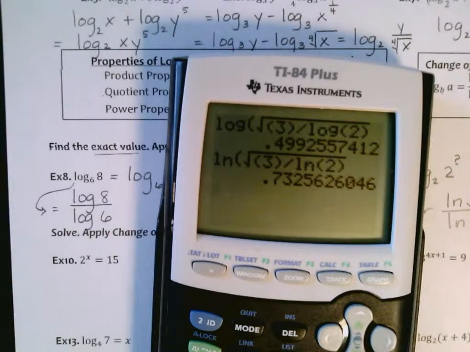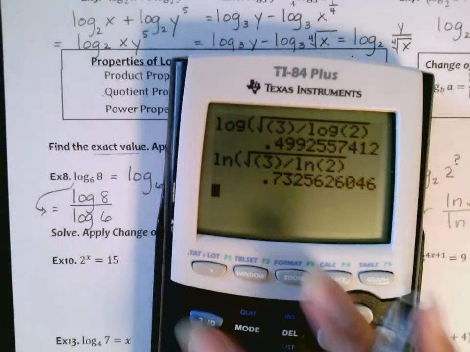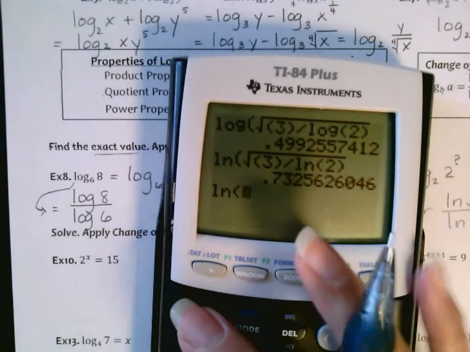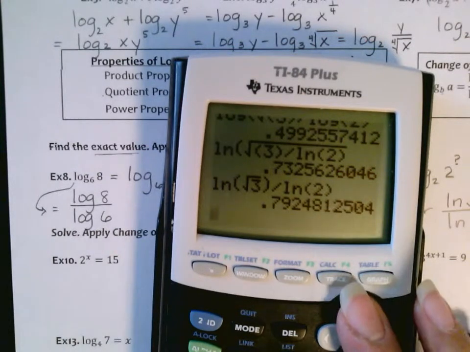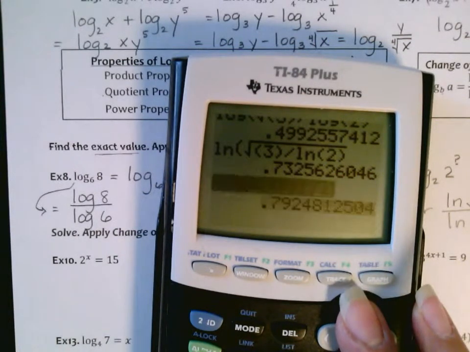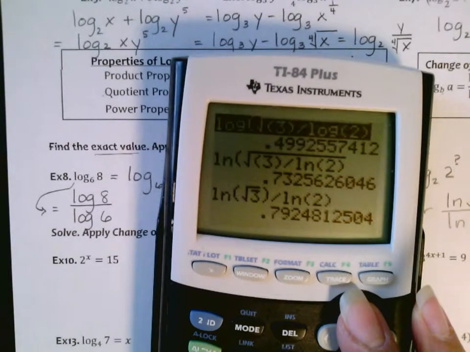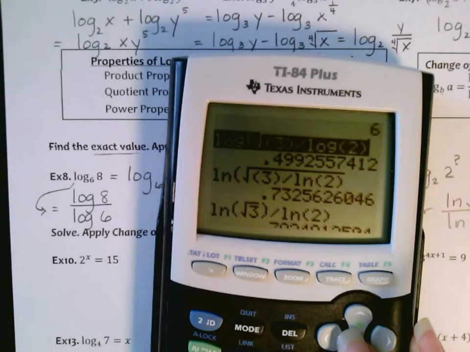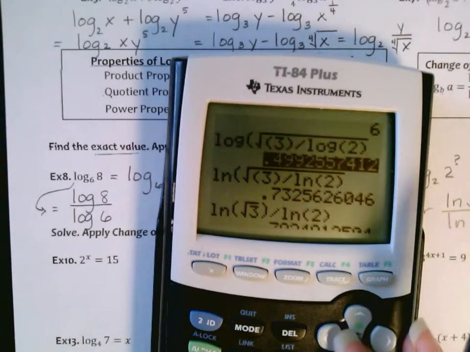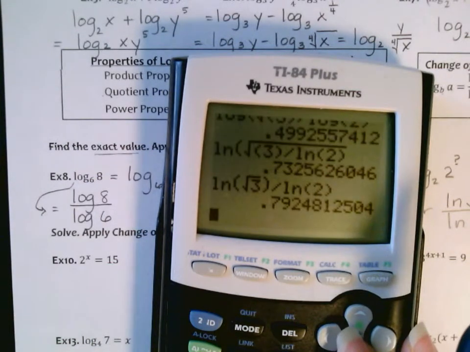Oh my goodness, I typed that wrong. So sorry. Let's try that again. ln of square root of 3, divided by ln of 2. There we go. So, am I messing up again? Oh my, I didn't type it right over here in the first place. Wow, okay, let's try one more time.